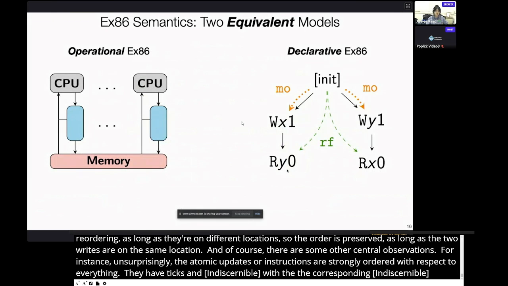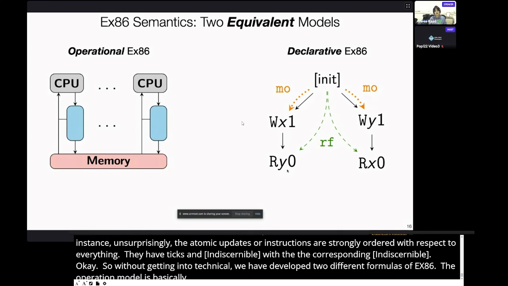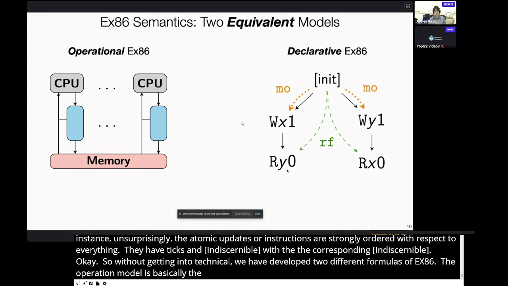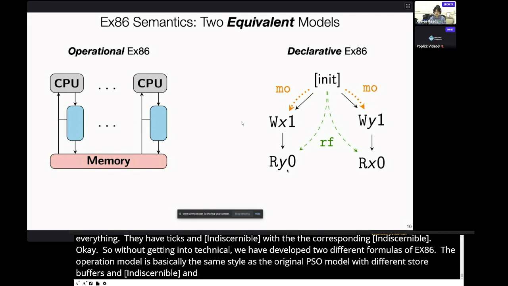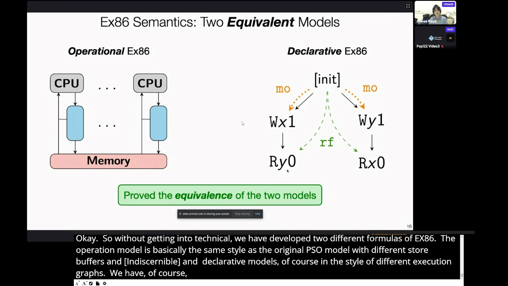Okay, so our x86 model, without getting too technical, we have developed two different formalisms of x86, both operationally and declaratively. Our operational model is basically the same style as the original TSO model with different store buffers and the memory at the bottom. And our declarative model is, of course, in the style of different execution graphs. And we have, of course, proved these two equivalent because otherwise the two models wouldn't be that useful independently.